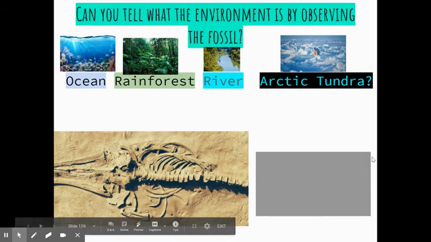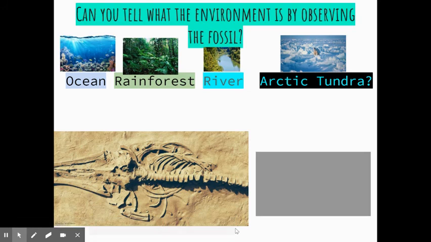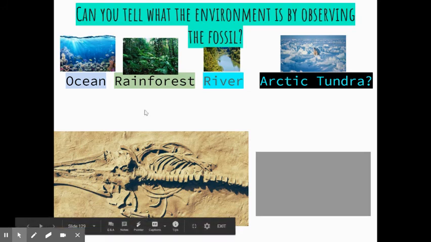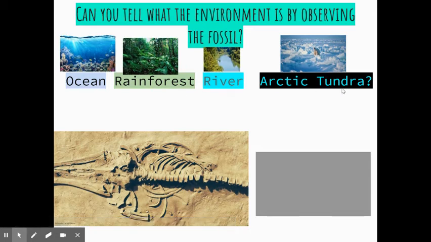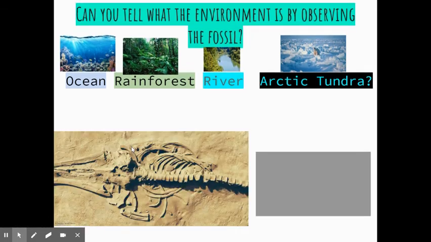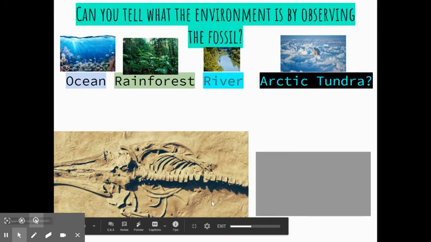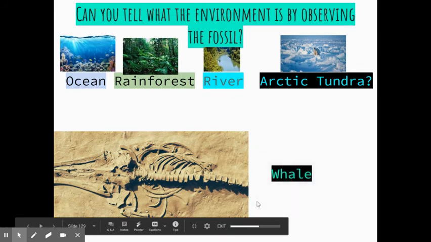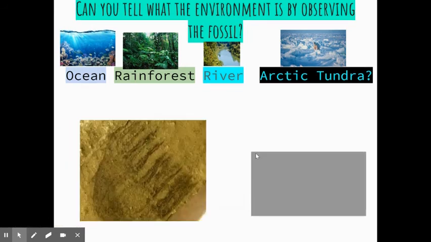Okay, so now can you tell me where would this fossil have come from? The ocean, rainforest, river, or Arctic tundra? This fossil is a whale. Where would you find whales usually? In an ocean, that's right. And if you look closely here, it looks like it's going down to become some kind of tail.